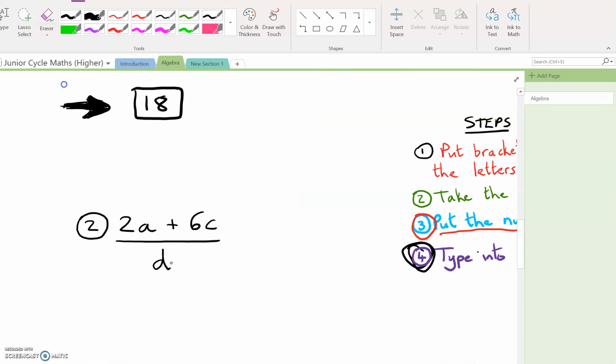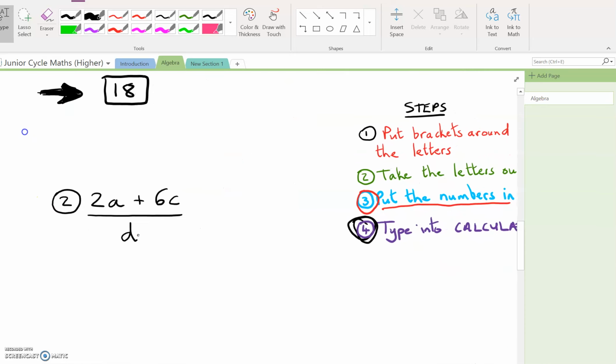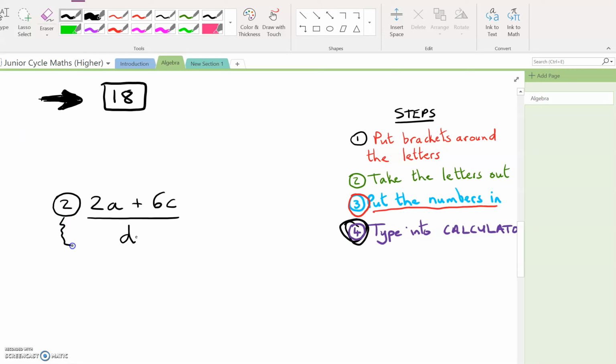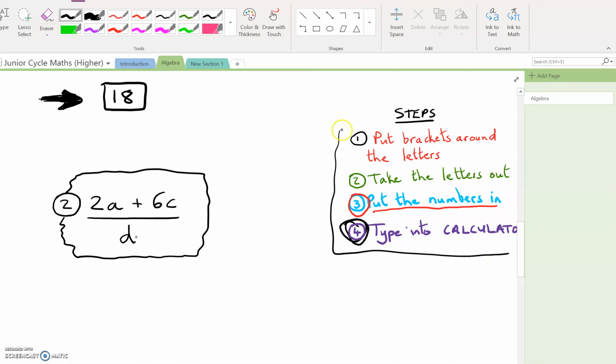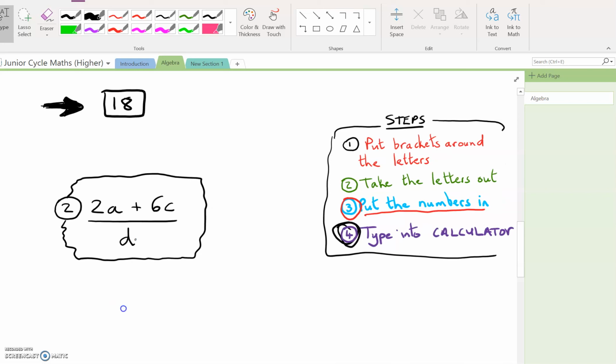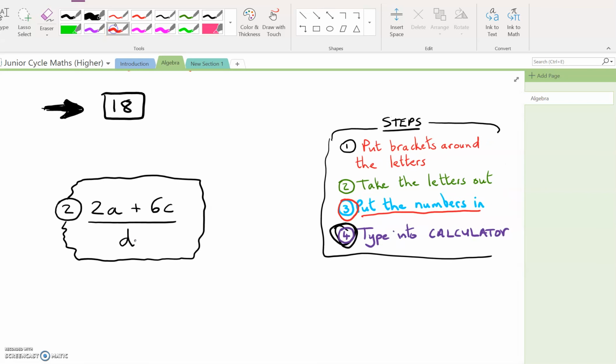One more. This one looks a bit strange. It's in fraction form, but we follow the exact same steps. We follow these steps every time. It doesn't matter. These are the steps for substitution. What's the first step? Put brackets around the letters. Okay, here we go. Brackets around the A, brackets around the C, brackets around the D.